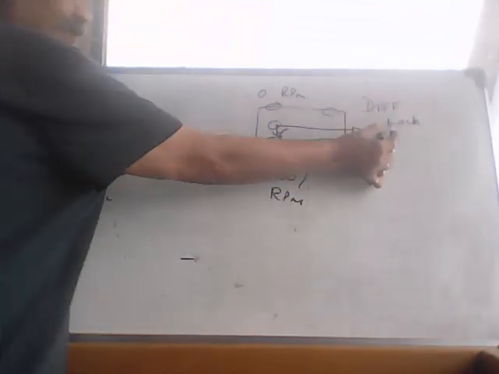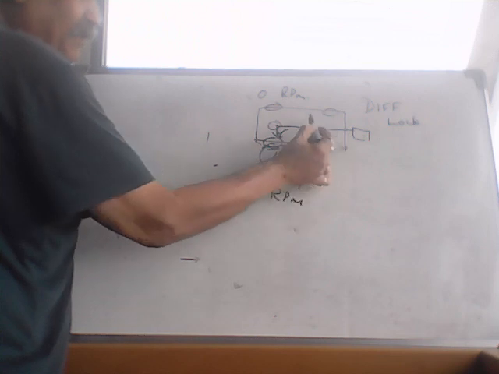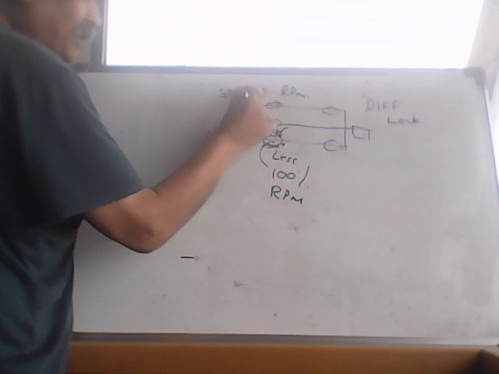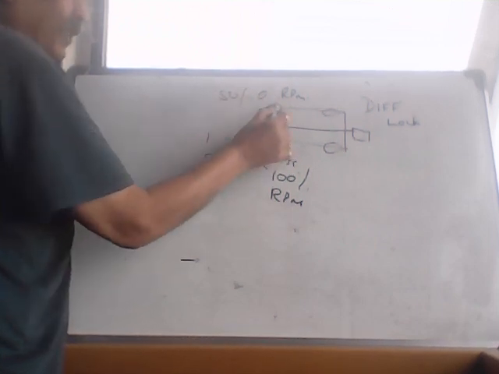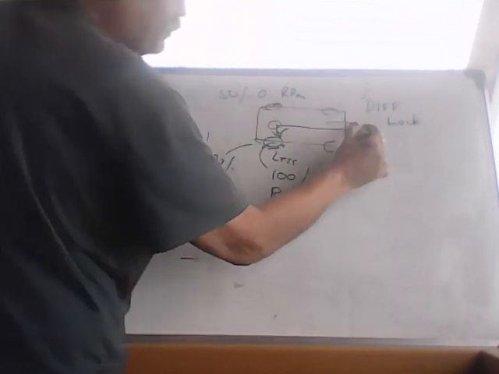So when you activate the differential lock, then equal engine power is transmitted to both the wheels. Like this wheel will get 50% engine power, and this wheel will get 50%. And since this wheel has got good friction with the ground, it is not stuck, the car will come out.